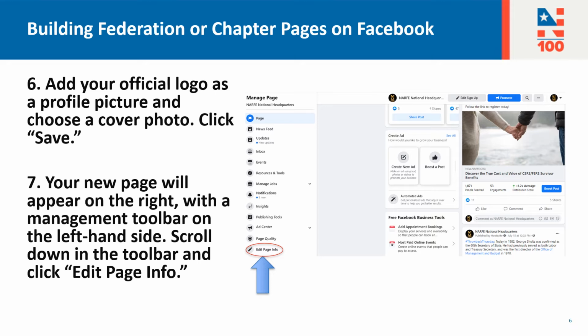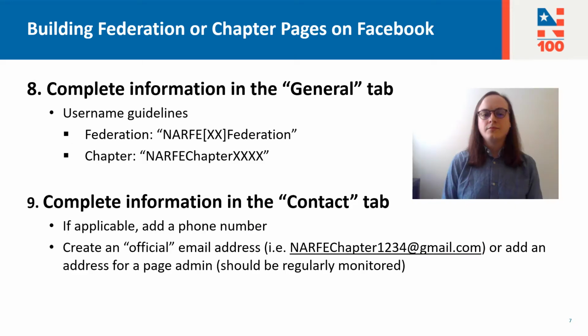On the next screen, add your official logo as a profile picture and choose a cover photo. Click Save. This will cause your new page to appear on the right with a management toolbar on the left. Scroll down in the toolbar and click Edit Page Info. Under this page, you should complete the information in the General tab.